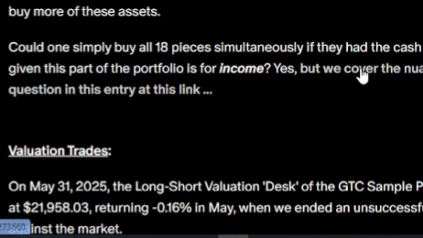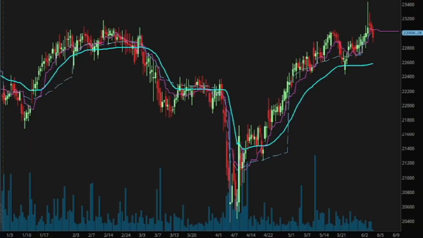Yes, but we cover the nuances of that question in this entry at this link. You click on that link, it'll take you to a whole video entry on that very topic. We just put that out there as a reminder. You can review that because of those advantages we build in, because we're very, very patient as to when we make our purchases. Then that builds some of our advantage. And remember, we're just talking about the equity income hybrid core now. When you build that sort of advantage, it makes things a little more linear.